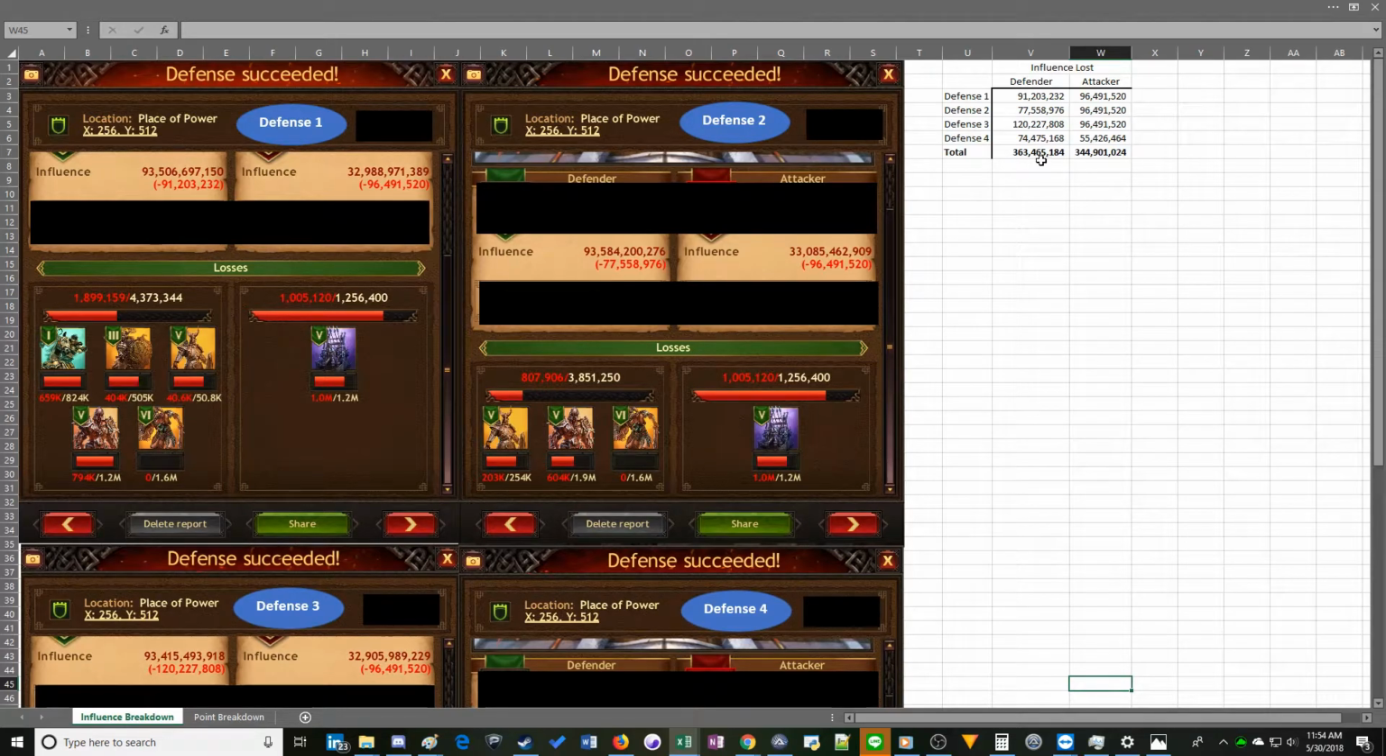So anyways, the total influence lost, we lost 363 million. They lost 344 million. So we actually lost almost 20 million more influence than the attacker did, which is a pretty big chunk. So based on how most people look at points, that was a pretty rough fight for us. All that said, let's take a look at how this actually plays out in terms of points.